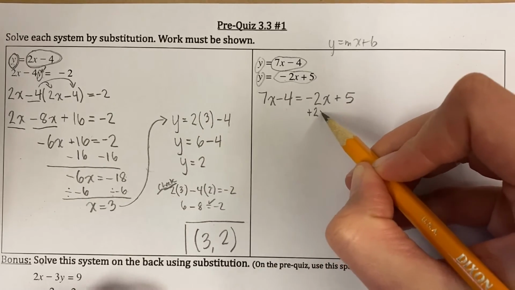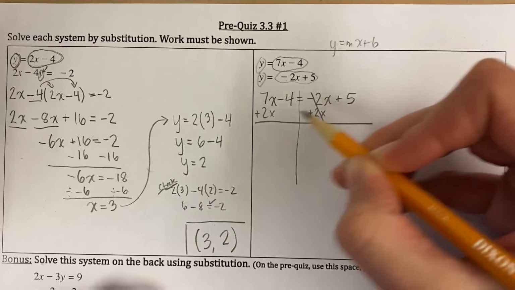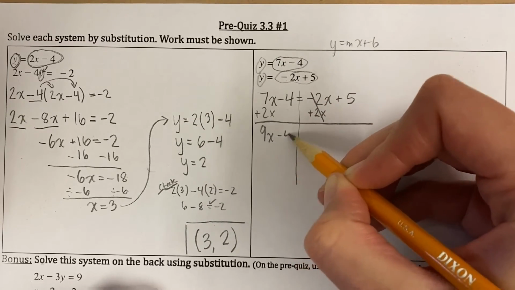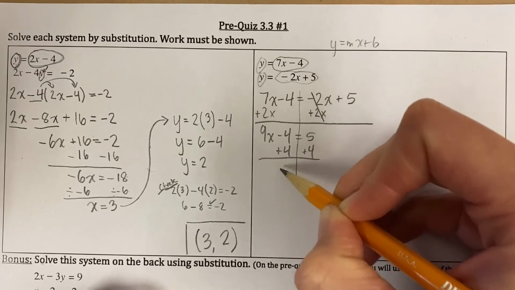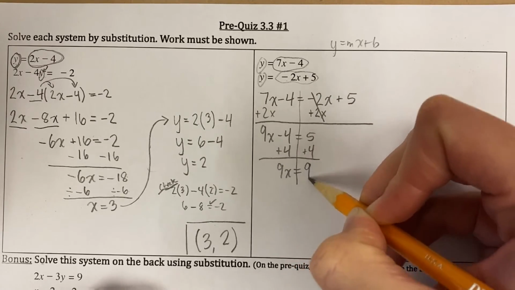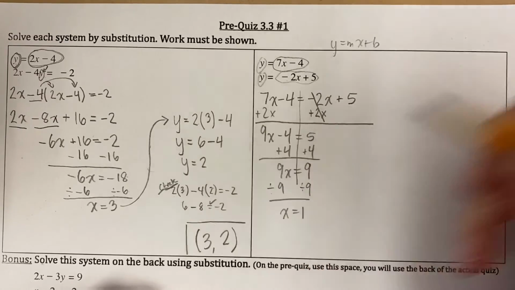I'm going to add 2x to both sides, right? I notice I have x's on both sides, so the first thing I'm doing is getting all the x's to one side. I'm getting x by itself. I'm going to divide by 9 here. And I get x equals 1.